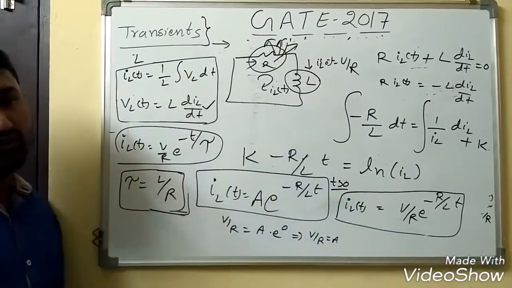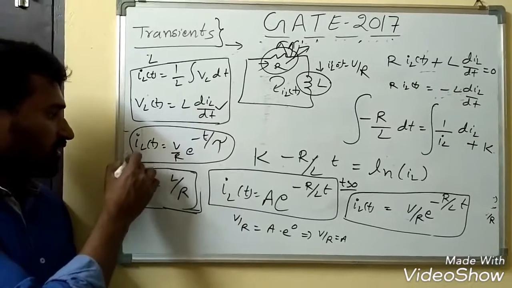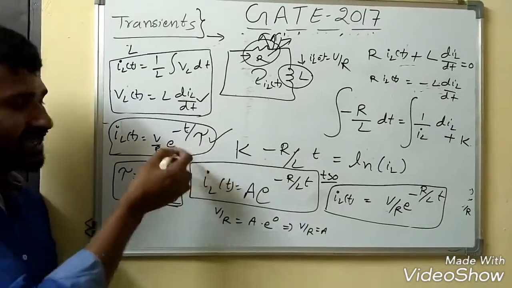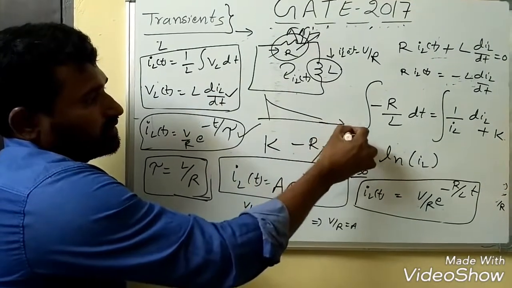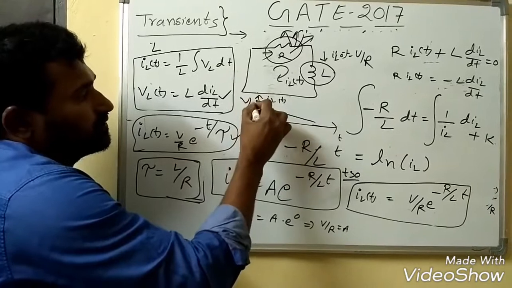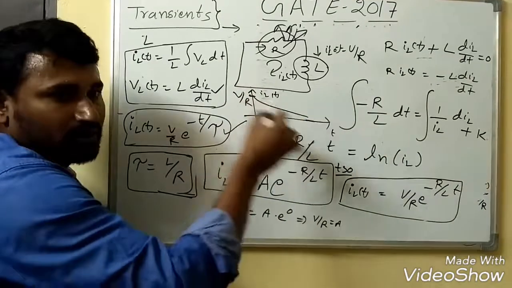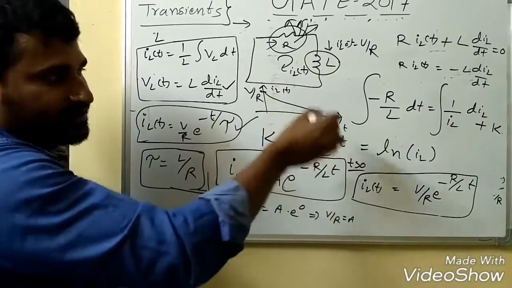This is about the source free circuit and the analysis. Always remember the IL of t should be an exponentially decaying function. Right? It is like this. And t is here. This is IL of t, initially V by R. But as t increases, the current will decrease.